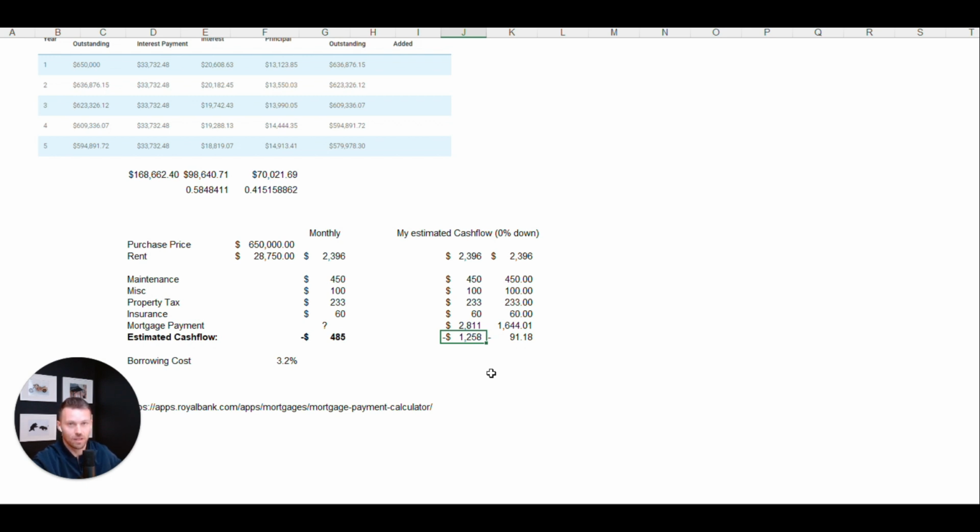Is it attractive to me? Is this something I would do? At face value, absolutely not. It makes no sense. The only way something like this would make sense is if you're getting it considerably below value or below market value.